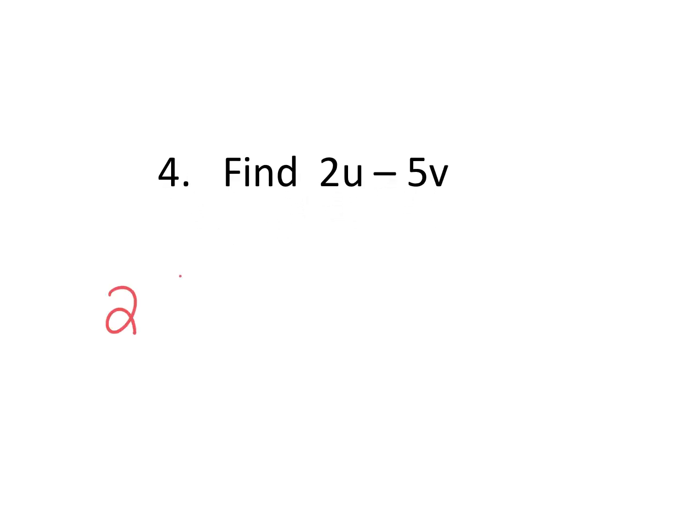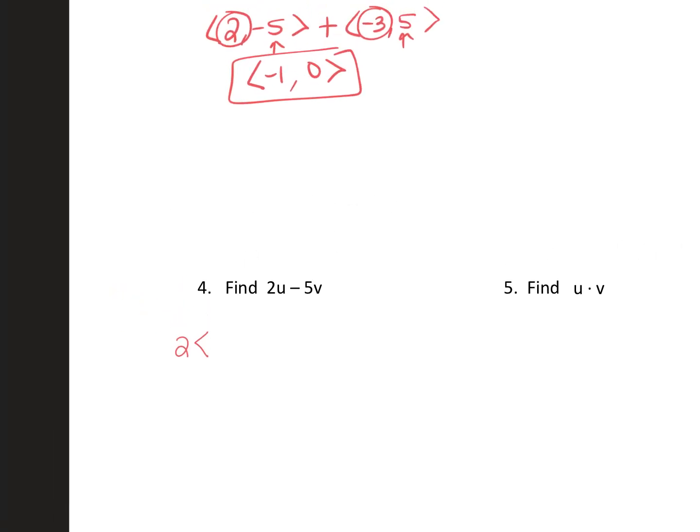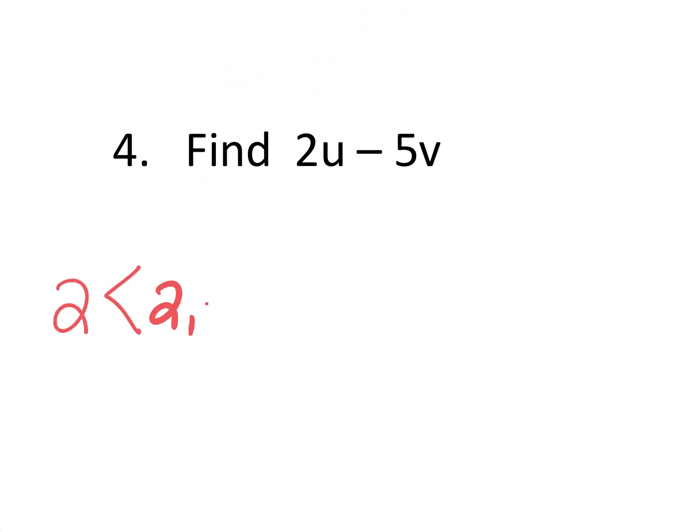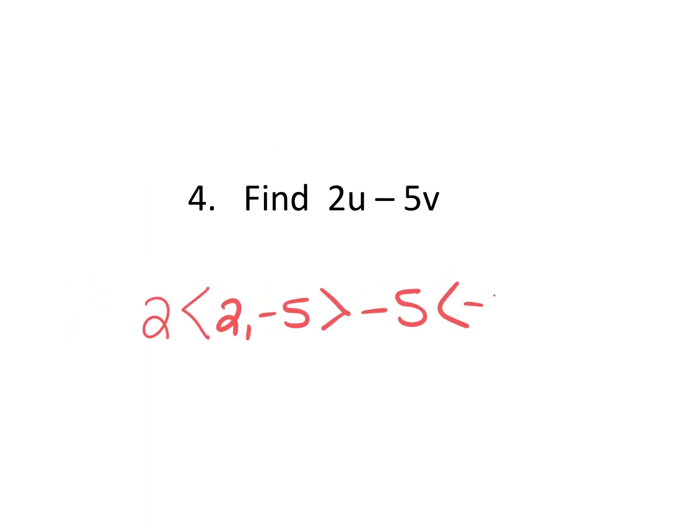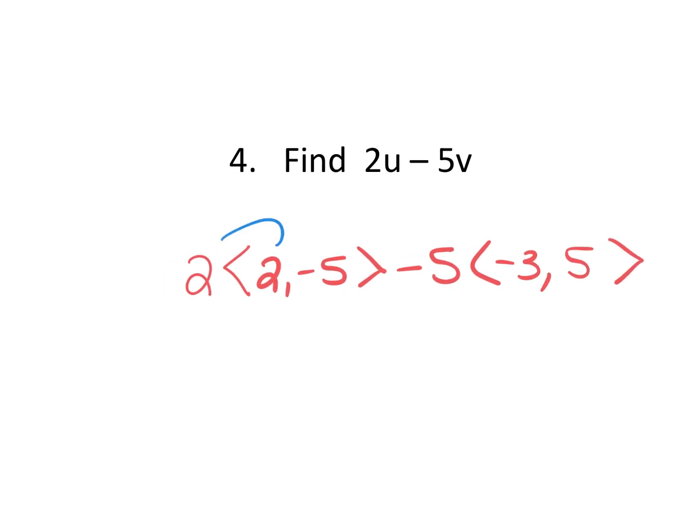Subtracting. So you have 2 times vector u. What was u? 2, -5, thank you. Minus 5 times v, and then it's -3, 5, or 5, -3, 5? Okay. All right, we need to distribute first. So I have 4, comma, -10. Now, I'm going to distribute that -5.